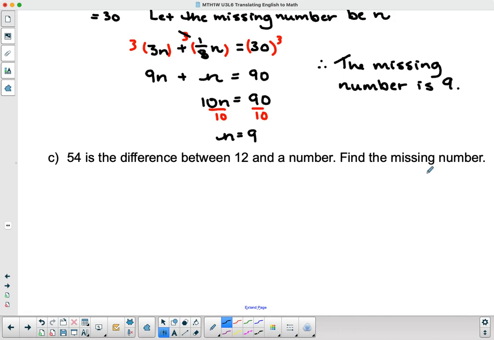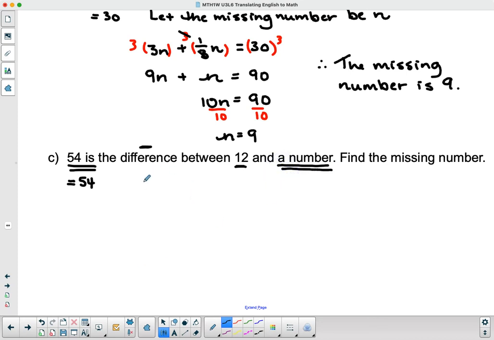So looking at this next question, 54 is the difference between 12 and a number. So 54 is the difference. 54 is the same as saying equals 54. And it's the difference between 12 and a number. So here's the two things. We know that difference means subtract. And here's the two things being subtracted. 12 and a number.